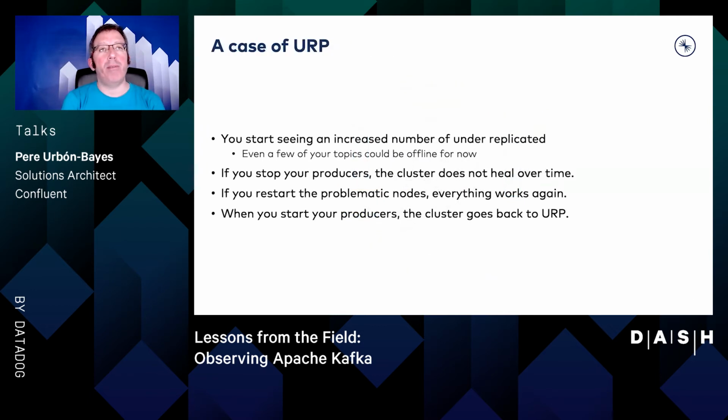So that's the case of under-replicated partitions. You start seeing an increased number of under-replicated partitions. Remember, partitions that are not keeping up with the main. Even a few of the topics could be offline now. If you stop your producers, the cluster does not heal over time. So stopping producing data does not help. If you restart the problematic nodes, everything works again. But when you start producing data again, you go back to under-replicated partitions.